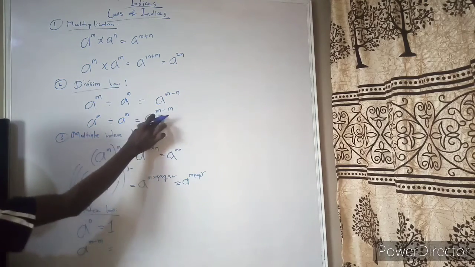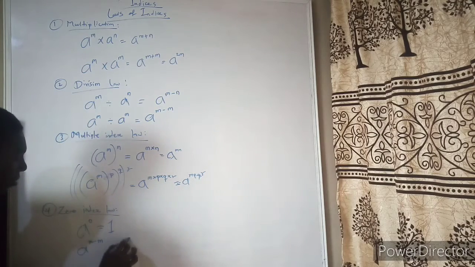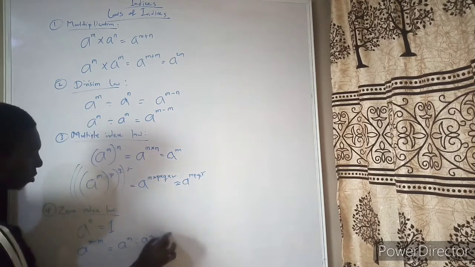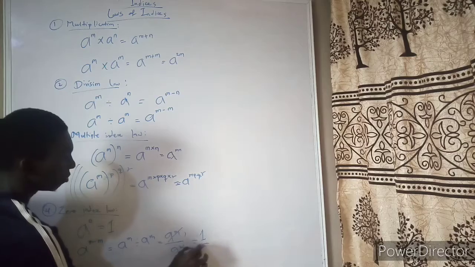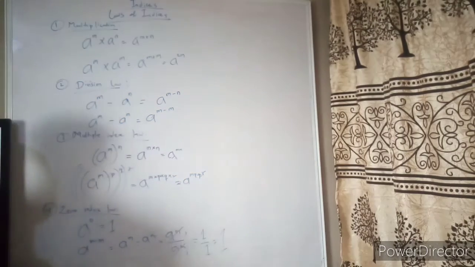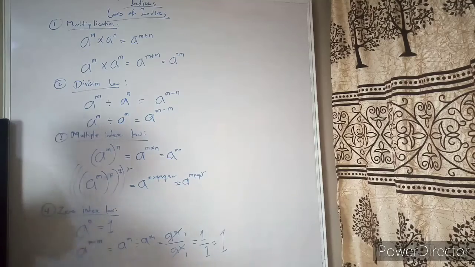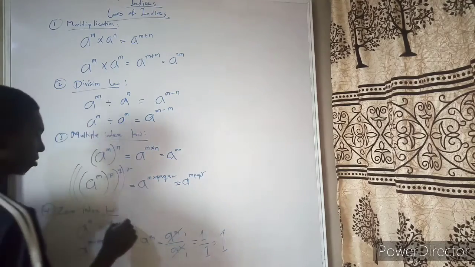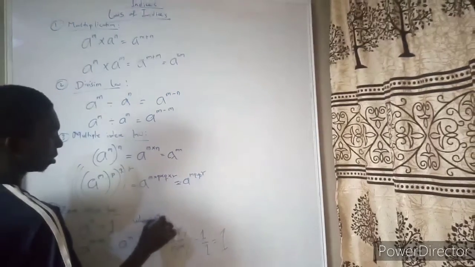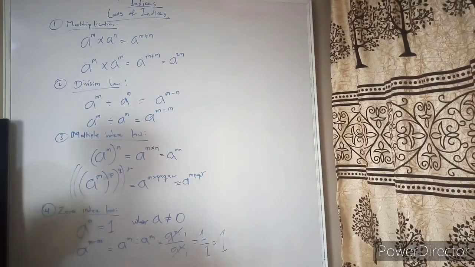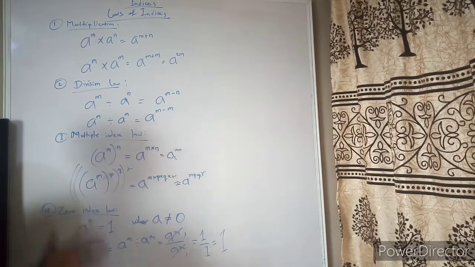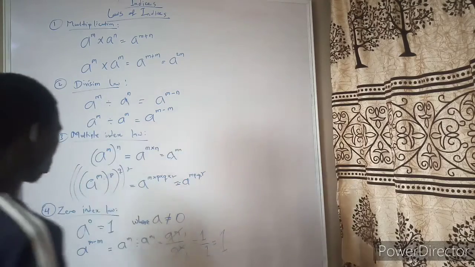So applying that, I'll be having a raised by m divided by a raised by m, which is equal to a raised by m minus m, that is a raised by 0. And a raised by m over a raised by m is 1 over 1, which is equal to 1. So that is the reason why a raised by 0 equals 1, that is, anything raised by 0, provided a is not equal to 0. So provided a is not equal to 0, a raised by 0 is 1. That's about the zero index law.